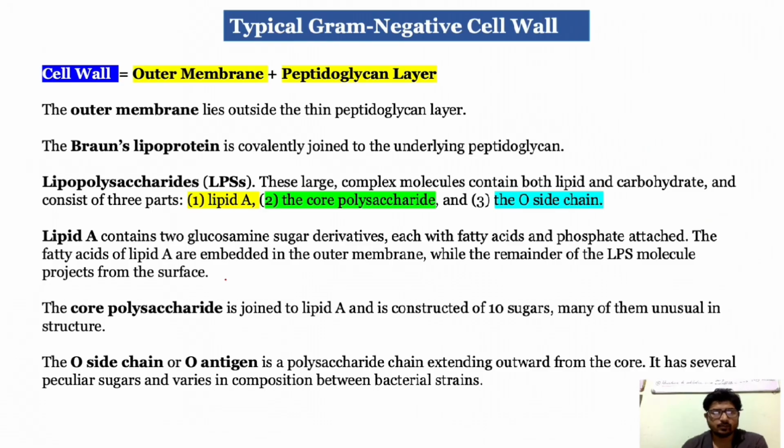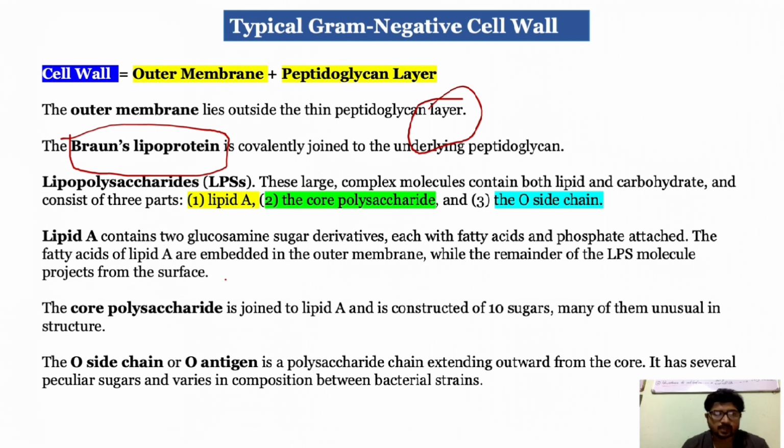So let's recap once. This is the cell wall of gram-negative bacteria, which is composed of the outer membrane and the peptidoglycan layer. The outer membrane lies outside the thin peptidoglycan layer. Already I have told you, thin peptidoglycan layer. And the Braun's lipoprotein, which is very essential in making the direct contact between the peptidoglycan and the outer membrane. You can say it is the cement between the two bricks, and the bricks are nothing but the outer membrane and the peptidoglycan layer.